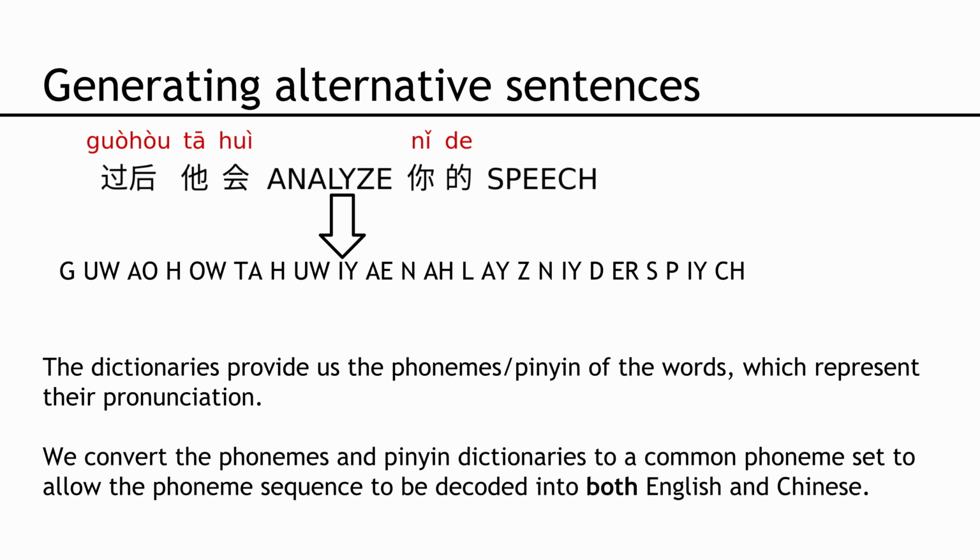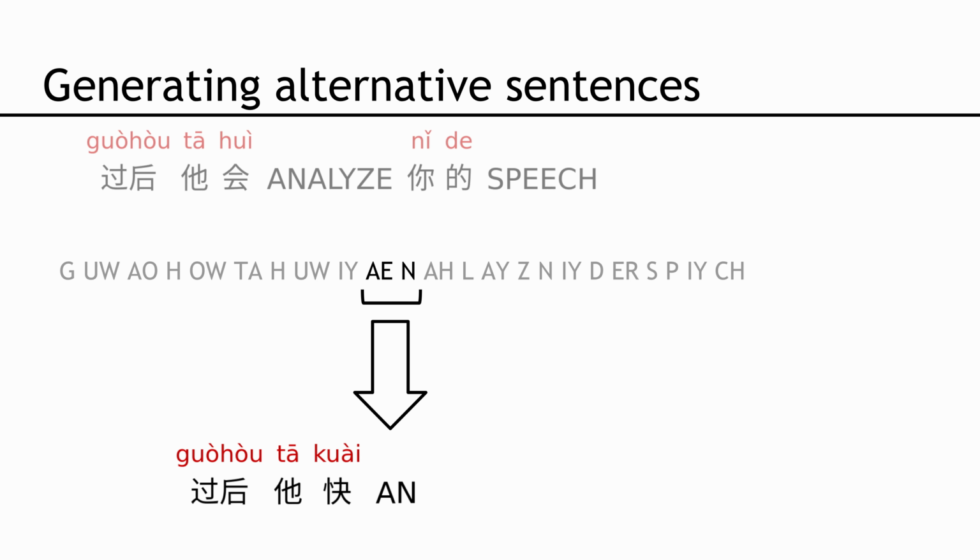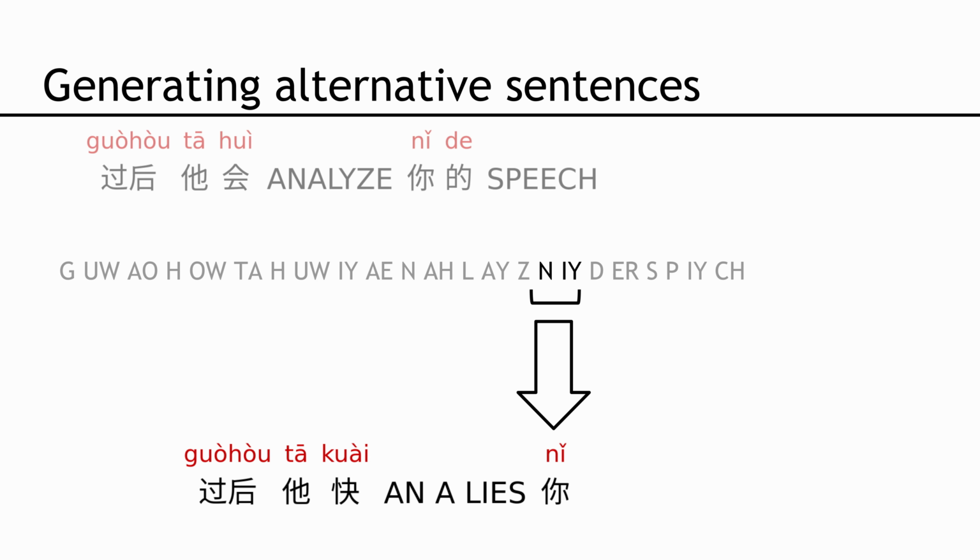In order to generate alternative sentences, we require phoneme dictionaries, since the phonemes represent the pronunciation of the words. To be able to decode the phoneme and pinyin sequence into both English and Chinese words, we will need to convert both the phoneme and pinyin to a common phoneme set. Now, I will demonstrate the process of generating alternative sentences. First, we will convert the sentence into its phonemes, and the FST will return a string of words that has similar phonemes.